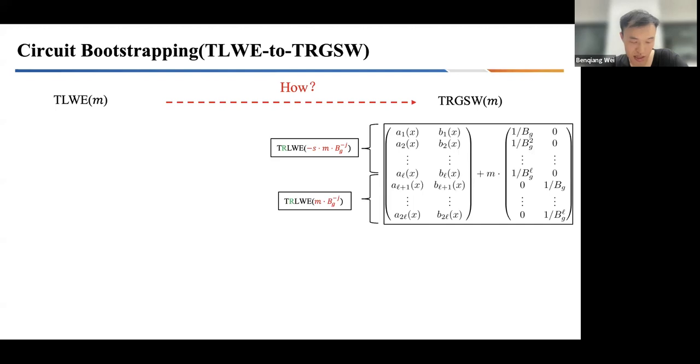Each of its rows is a TLWE ciphertext. If we decrypt each line of TLWE ciphertext, we will find that the first L lines of the TLWE messages are related to the secret key S, and the second L lines of TLWE are not related to secret S.